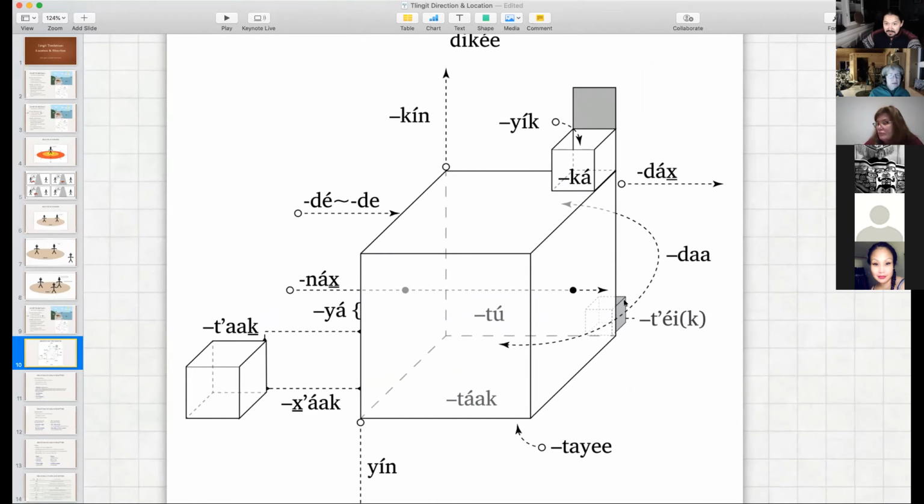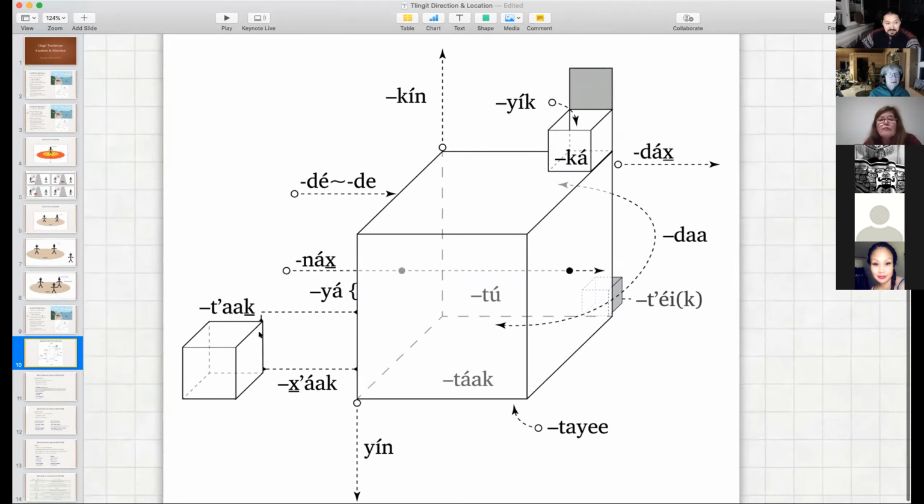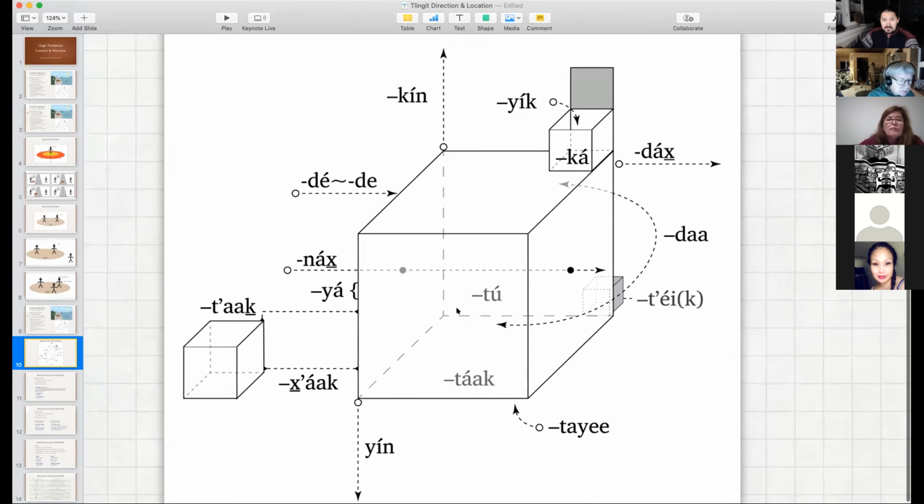Te is behind. Tayi is below or underneath. Ak is in between two things. Ak is beside something. Nach is through or along. De is towards. Dach is away from. Tak is the bottom of a cavity or a body of water. So like, this isn't really talk. You could probably talk if that box is big enough. I think that's all of them. Kin is upwards, yin is downwards.